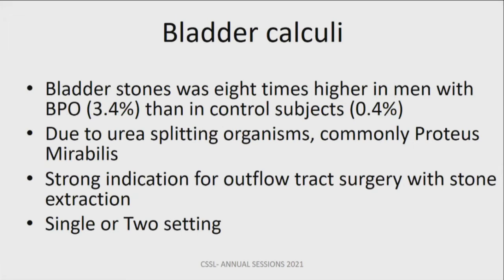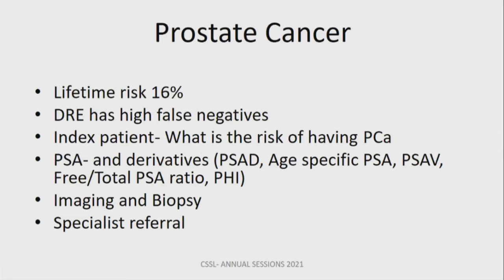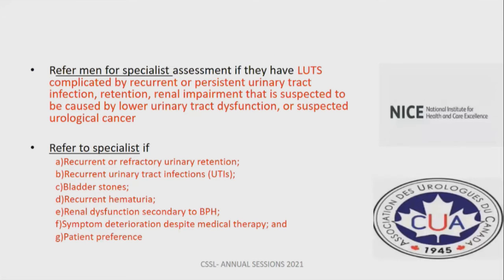benign prostate obstruction patients have an 8-fold risk of developing calculi due to stagnation because of high post-void residual volume as well as recurrent urinary tract infection. Prostate cancer, you have to always ask whether the index patient has prostate cancer. As DRE has a high false negative rate, if we have a doubt, the patient should be referred to a specialist for further evaluation and treatment. Let's have a look at what the guidelines say.